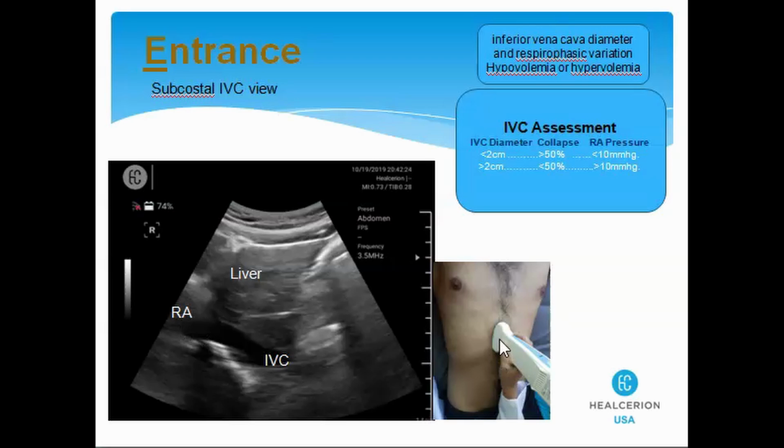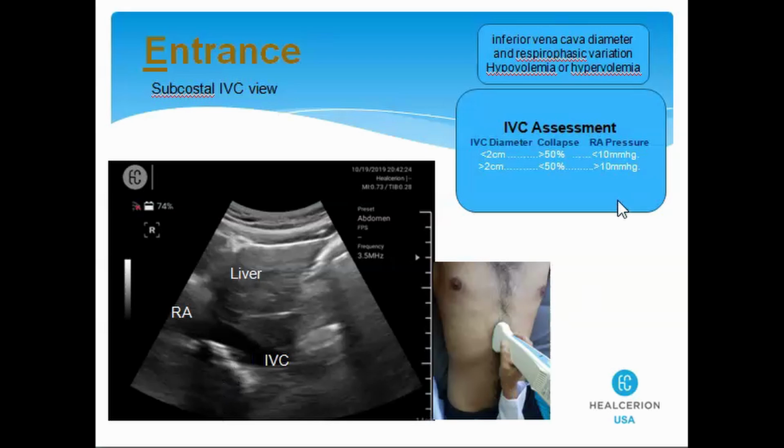So put your probe and tilt it a little bit towards the patient right. Through this window you can see the IVC and the liver and the right atrium. The IVC collapsibility and the respiratory variation will give you an estimate of the central venous pressure, and also the estimation of the patient fluid responsiveness.